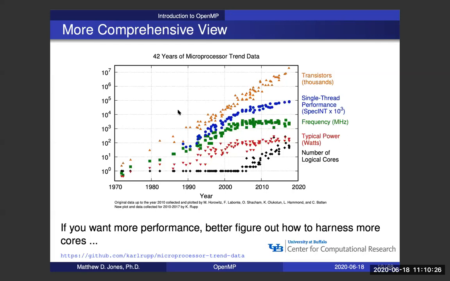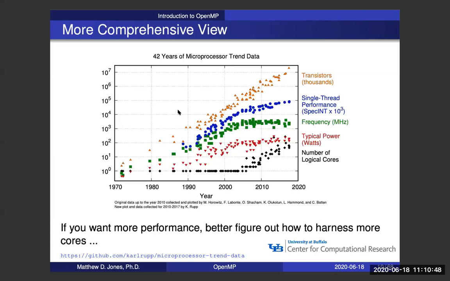Now, if you drop down to the green squares there, you can see that the frequency for these CPUs has topped out, right? Unless you resort to heroic measures like cryogenically cooling your CPUs, you're not going to get a CPU that runs faster than 4 gigahertz, give or take a little. And that's been true for almost 20 years now. So where have all these extra transistors gone?